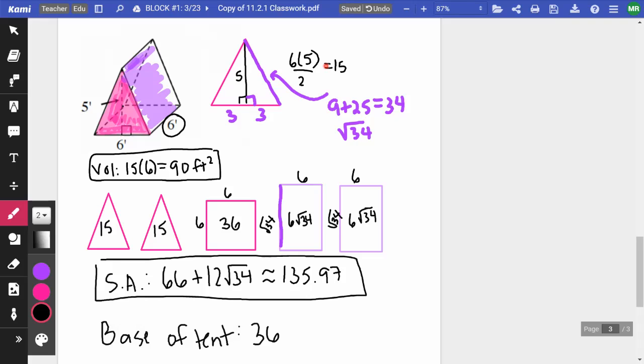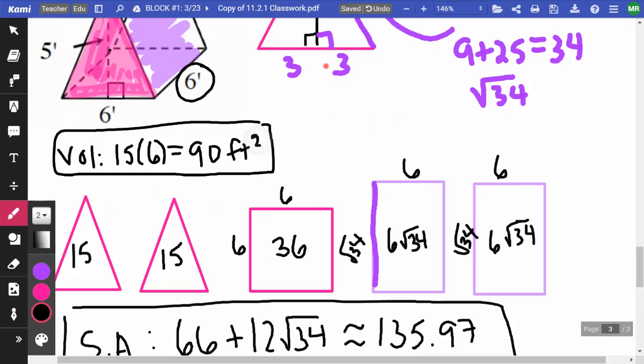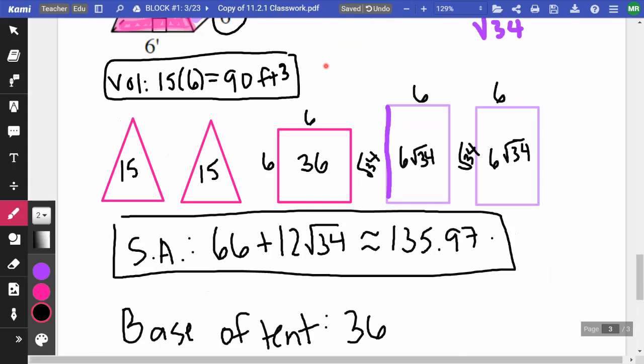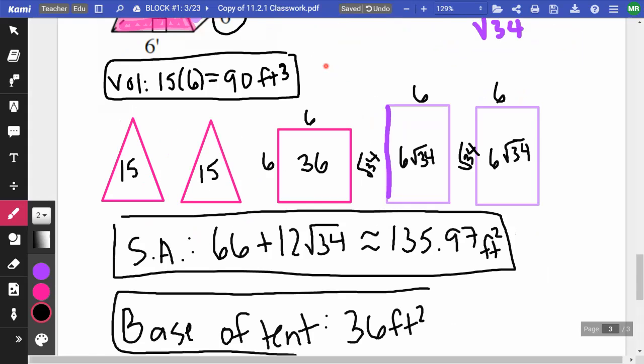Okay. And hold on, my volume, I apologize up here. My volume should not be square units. This should be cubed units. Volume is always cubed. This over here is going to be feet squared, and this is going to be feet squared. So they wanted us to kind of take a look at that.